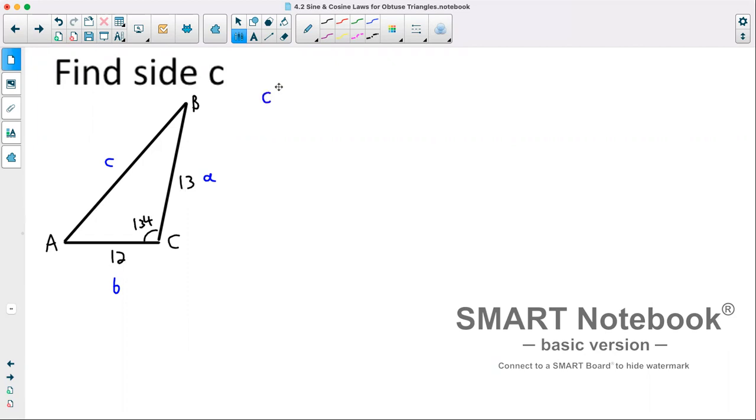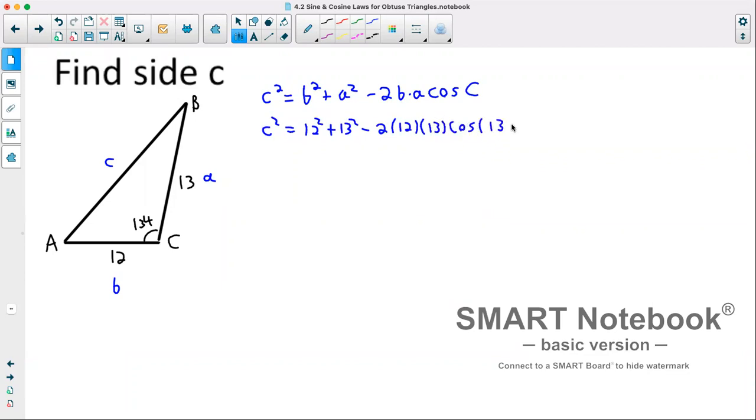So for cosine law, that'd be side c squared is equal to side b squared plus side a squared minus 2 times side b times side a times cos of C. Now it doesn't matter where I put that a and b. These could have been reversed, same as they could have been reversed here. It'll give us the same answer overall. So we have c squared is equal to 12 squared plus 13 squared minus 2 times 12 times 13 cos of 134.